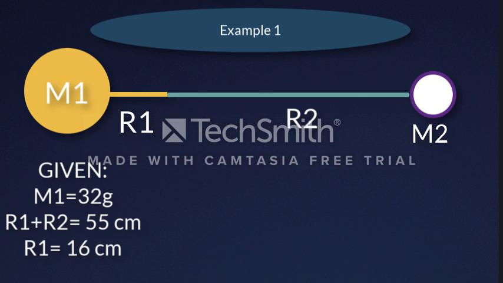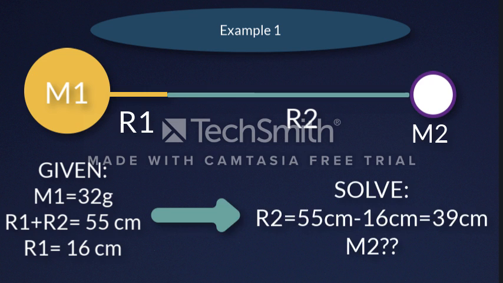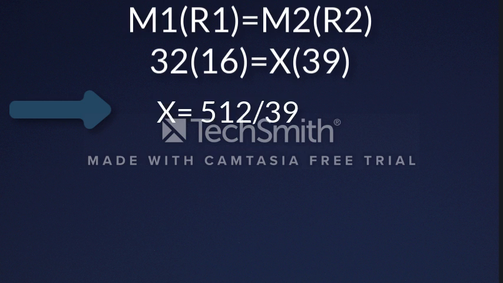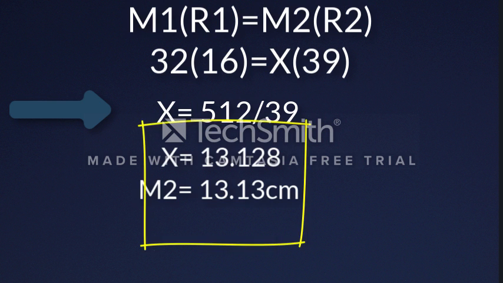When we take our given information and look back at the diagram, it's evident that we need to solve for mass 2. In this particular problem, we'd use simple algebra to rearrange the equation to read mass 1 times r1 divided by r2 equals mass 2. Now once we plug in all of this information that we're given, we can solve for m2 and we get 13.13 centimeters.